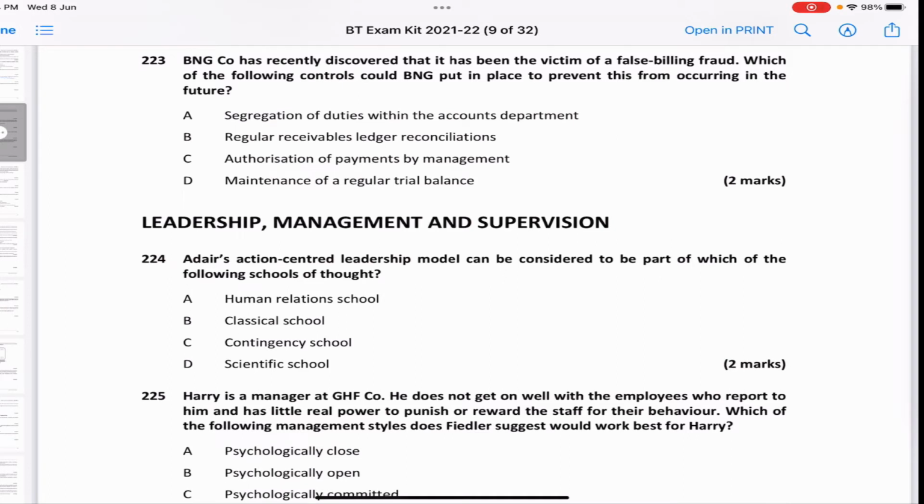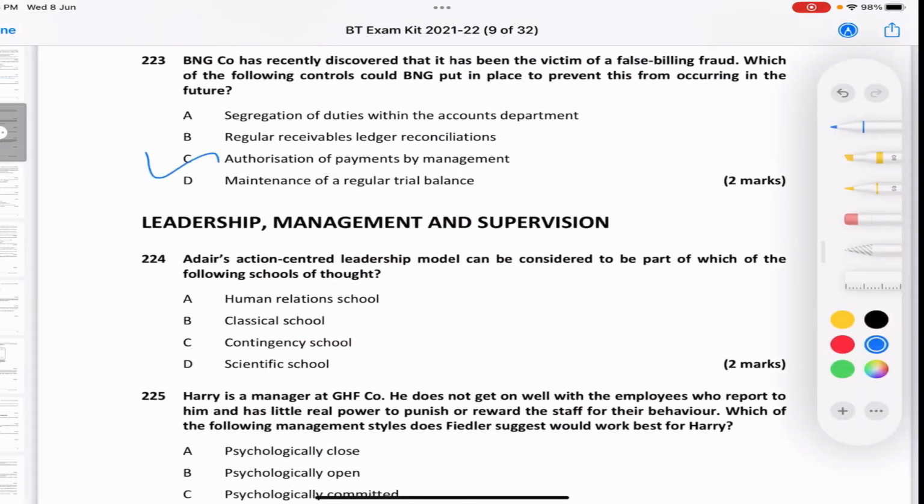BNG has recently discovered that it has been the victim of a false billing fraud. Which of the following controls should BNG put in place to prevent this from occurring? So the answer is C.